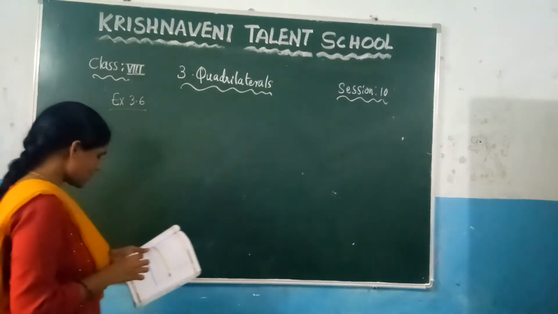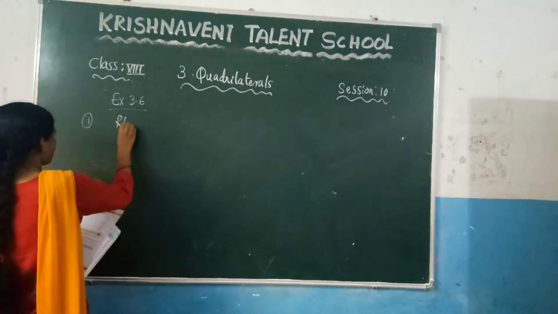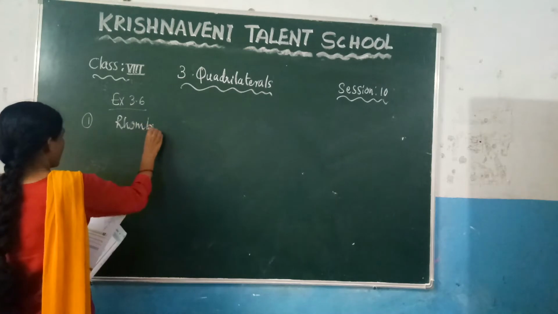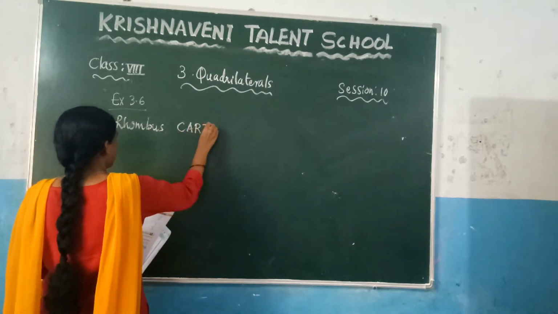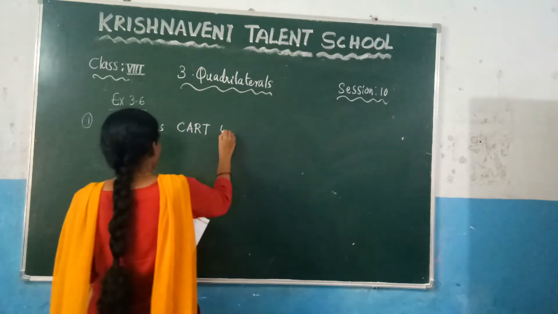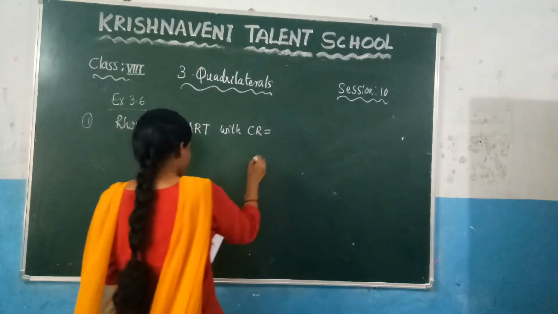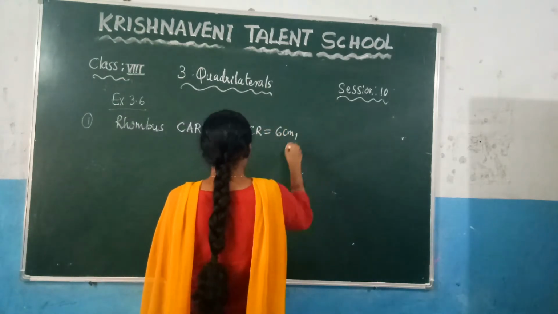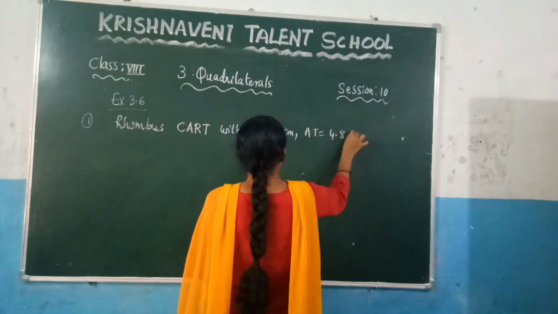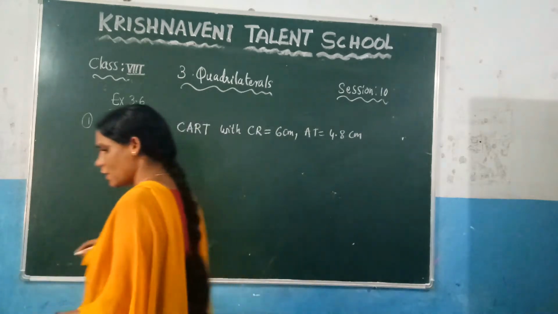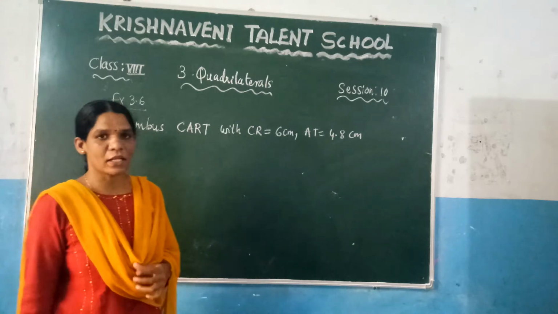Here, what's the question given? You need to construct a rhombus. The name of the rhombus is given as CART, C-A-R-T. And the measurements are also given: CR is equal to 6 centimeters and AT is equal to 4.8 centimeters. Based on these measurements, you need to construct a rhombus.